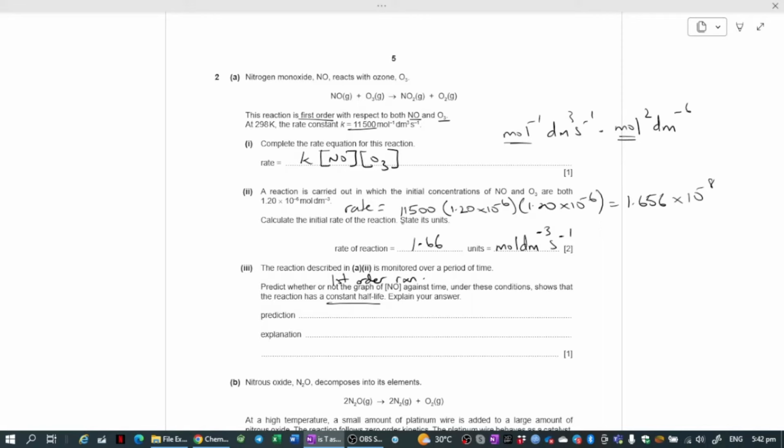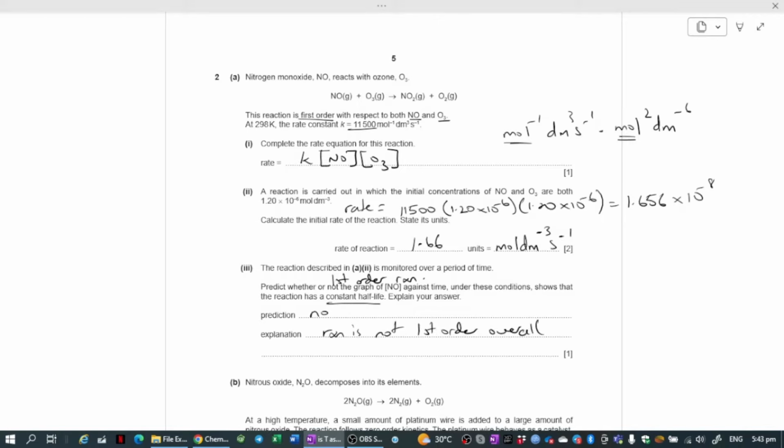A first-order reaction will have a constant half-life. Now, it may be easy to get tempted here to think that because the reaction is first order with respect to NO, you should get a reaction that shows you a constant half-life. However, this idea only holds when we are considering the overall reaction order. The overall reaction order here is 2. Therefore, you will not get a constant half-life, right? So that is important to recognize. You will not get a constant half-life because the reaction is not first order overall.